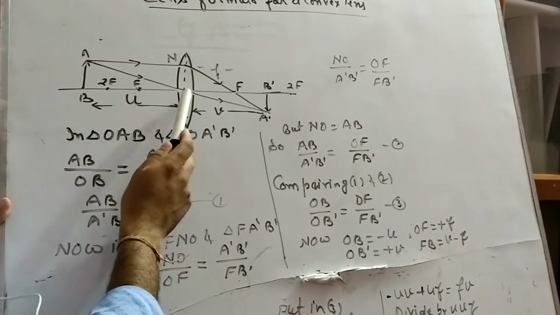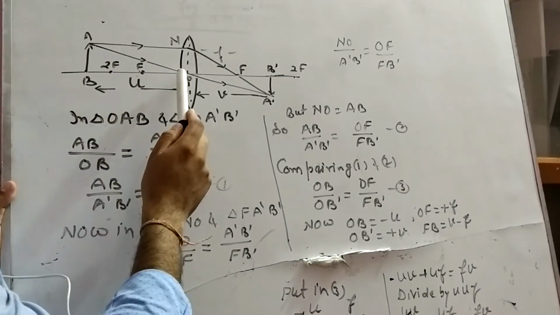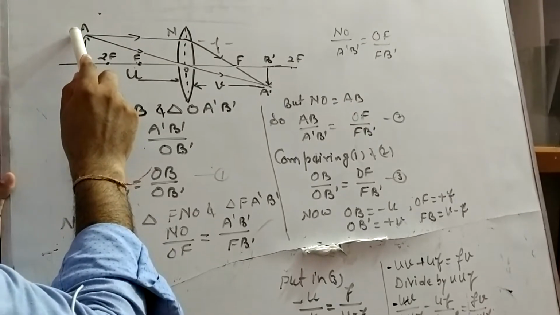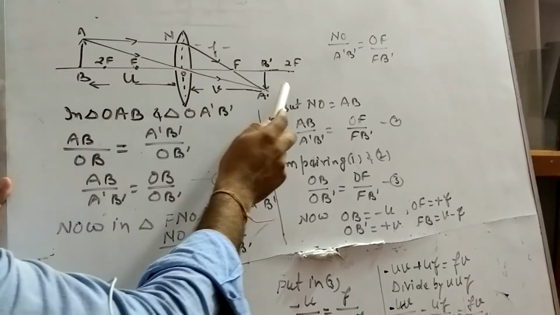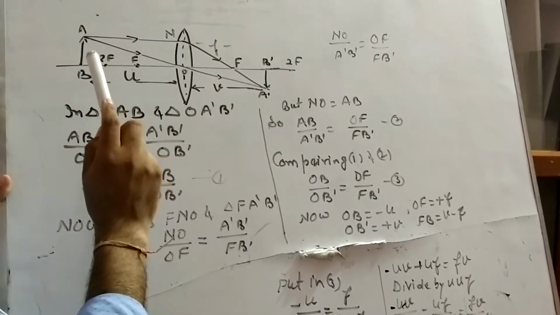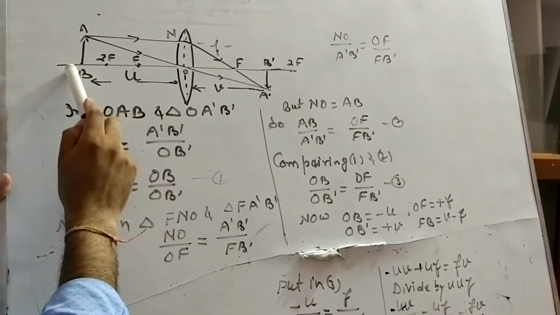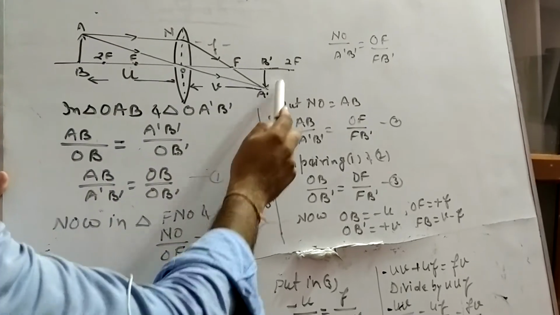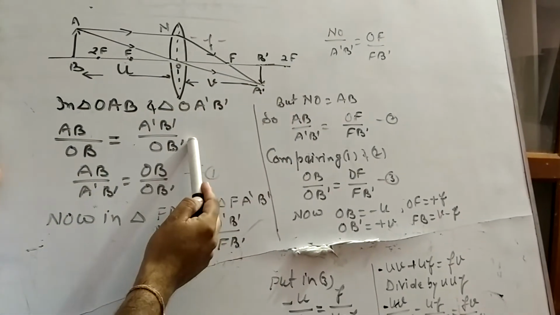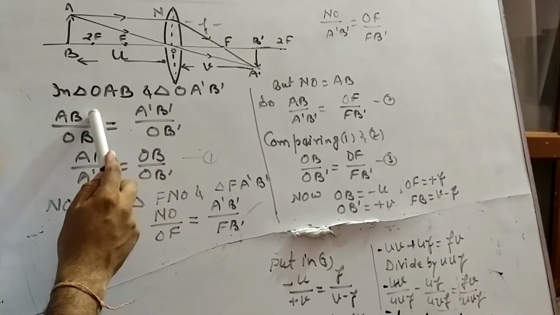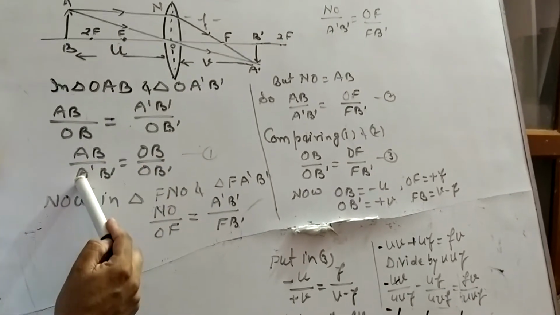Now in triangle OAB and OA dash B dash, perpendicular upon base of first triangle is equal to perpendicular upon base of second triangle. So perpendicular AB upon base OB is equal to A dash B dash upon OB dash. So rearrange this. AB upon A dash B dash is equal to OB upon OB dash. This is equation number first.